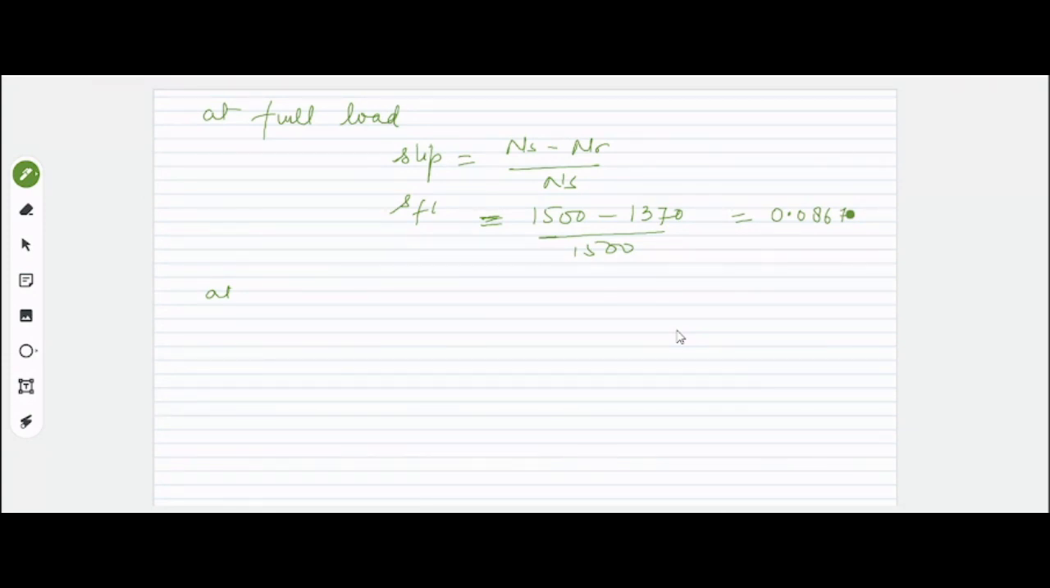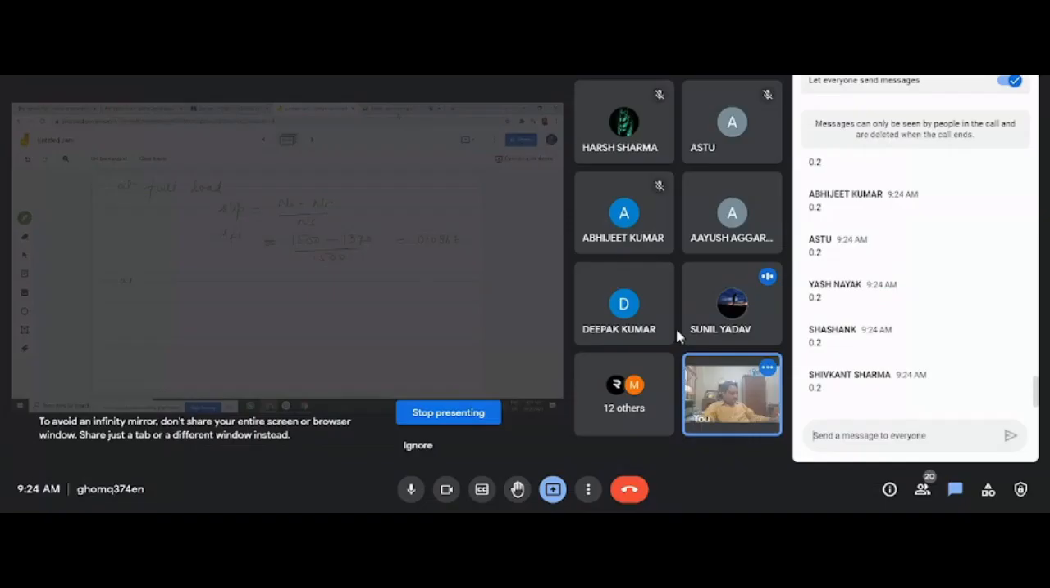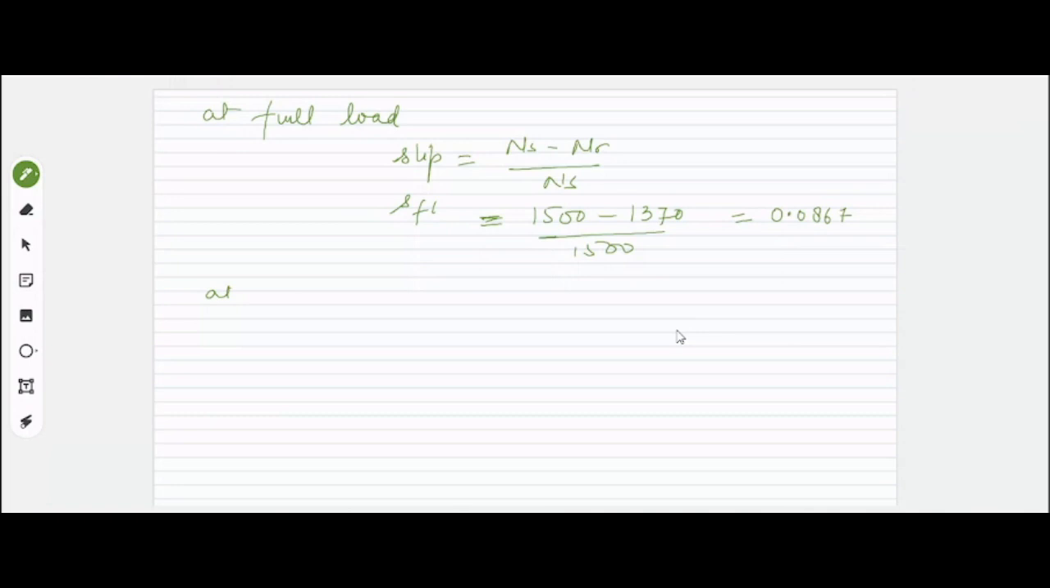Sir, 0.2. Right, it will be 0.2. So at 1200 rpm, the value of slip we can write as Ns minus Nr over Ns, that is 1500 minus 1200 divided by 1500, so it will be 0.2.